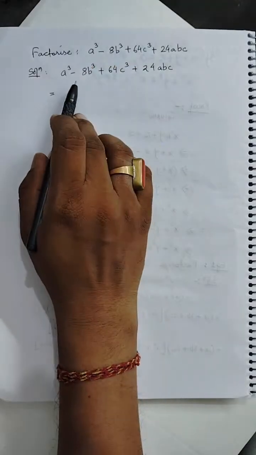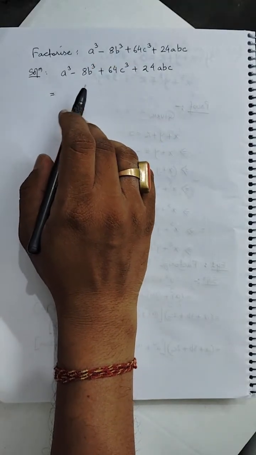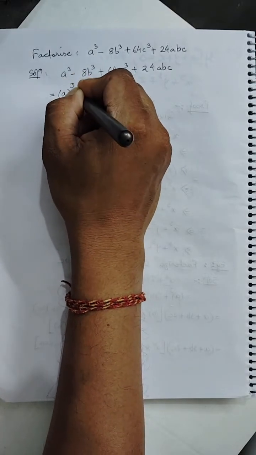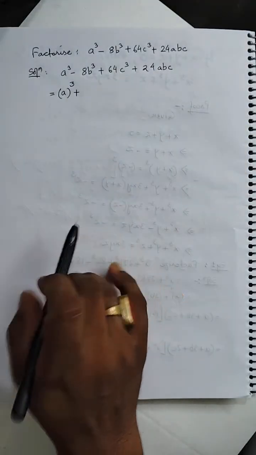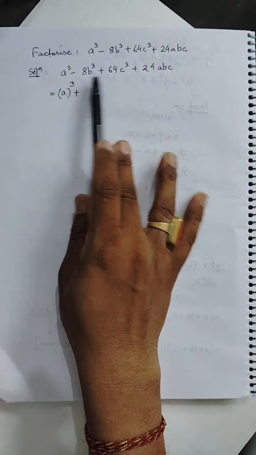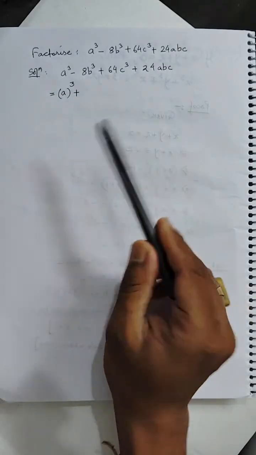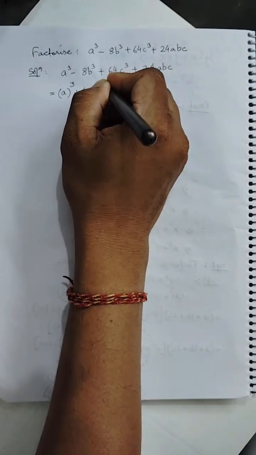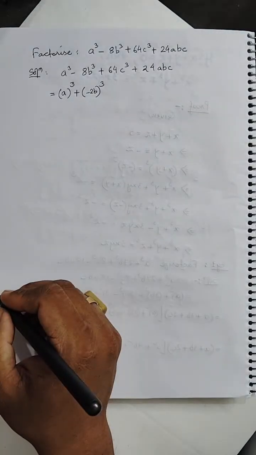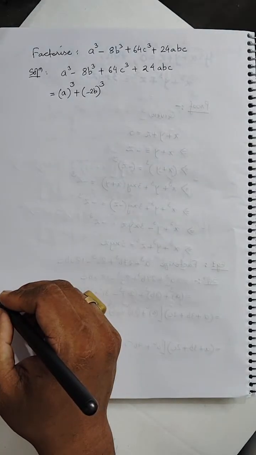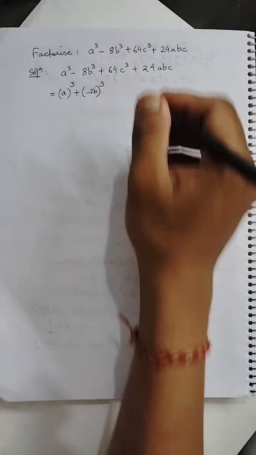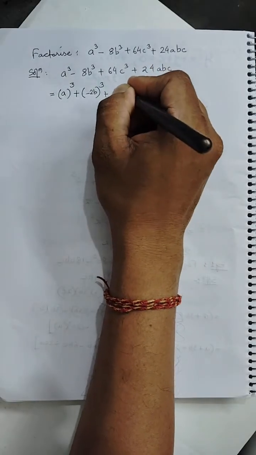But we have a negative term. Negative. So this is a whole cube. But we have to write plus because the identity does not have negative in between the first three terms. We have x cube plus y cube plus z cube. So we have to write positive sign, and then within bracket we can write minus 2b whole cube. Then 64. 64 is 4c whole cube.